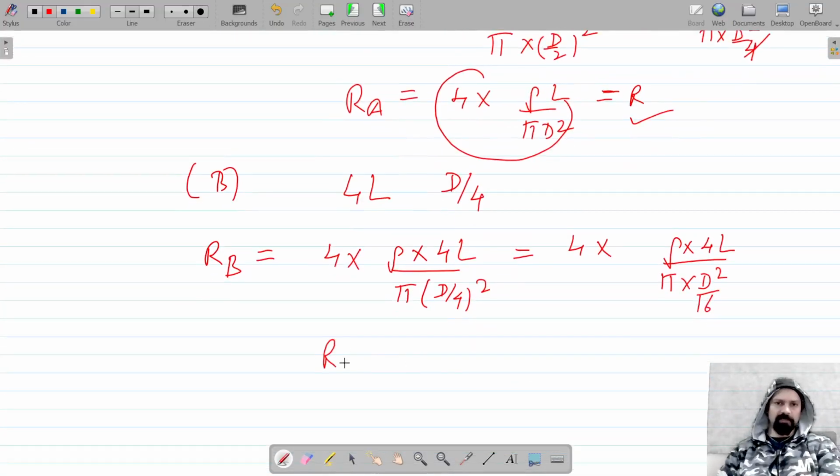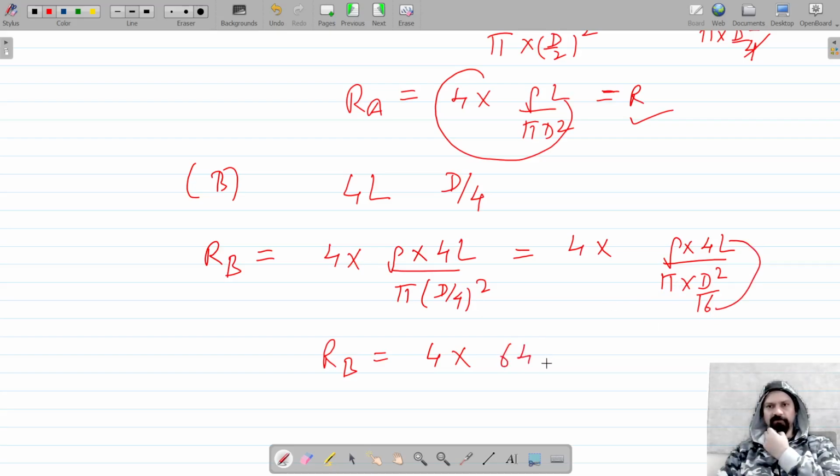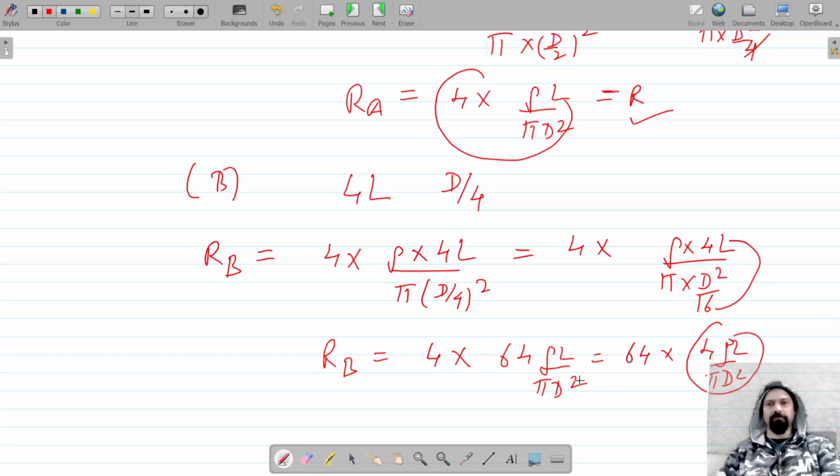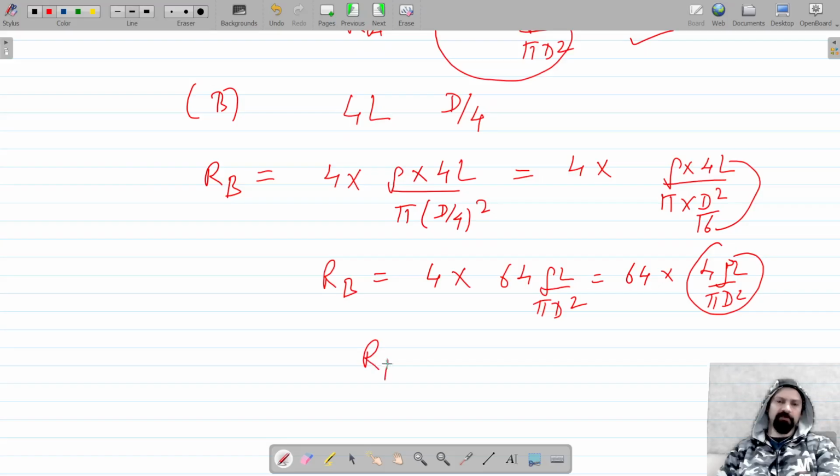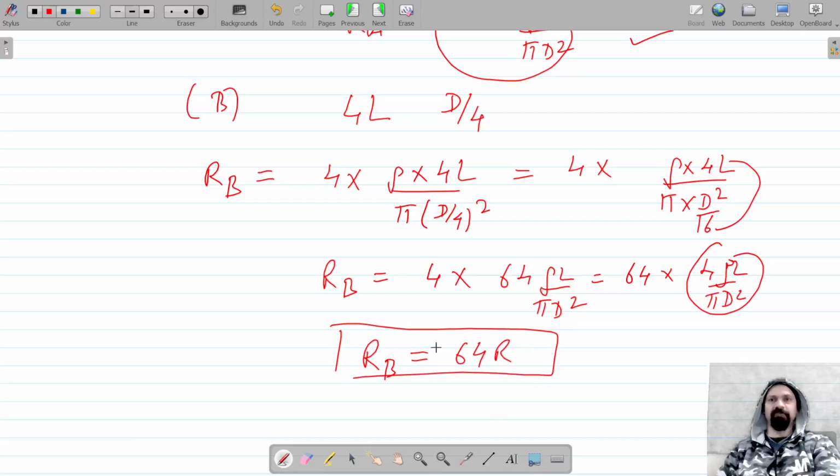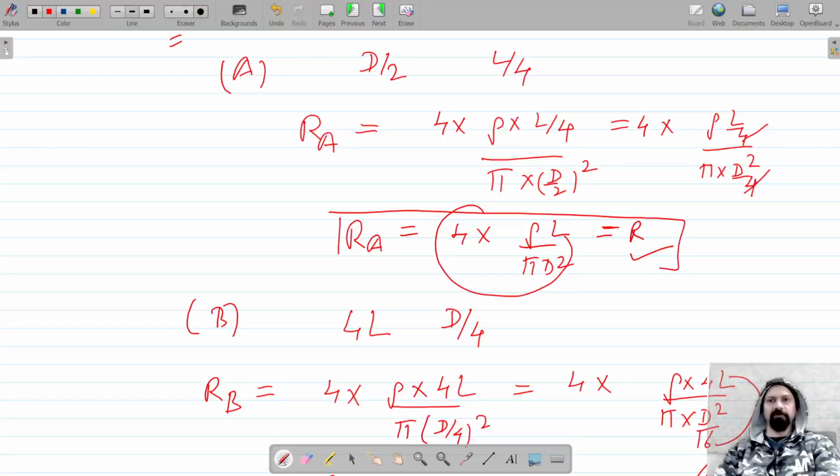So this becomes, this is now RB is equal to 4 into, this becomes 64. So 64 rho L by pi d square. I can write it as 64 into 4 into rho into L by pi d square, and this is your resistance. So in this case, the resistance has increased, it has become 64 times the original resistance. And in the second case, there was no change.